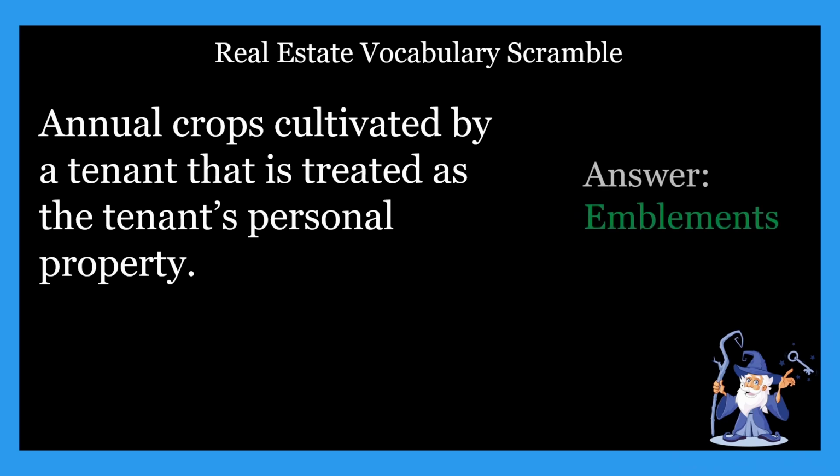And here's your answer. Implements. Implements are annual crops cultivated by a tenant that is treated as the tenant's personal property. They're considered personal property, not real property, but personal property, meaning they move with the tenant. Key thing here to understand is a tenant farmer has the right to his or her crops even when his or her lease ends before the end of the growing season.